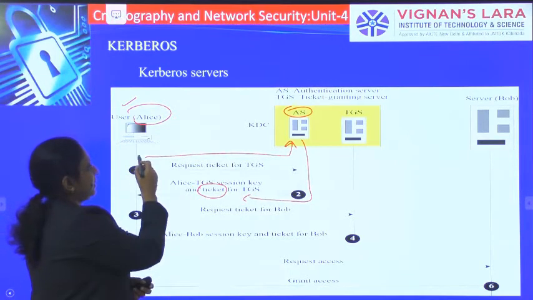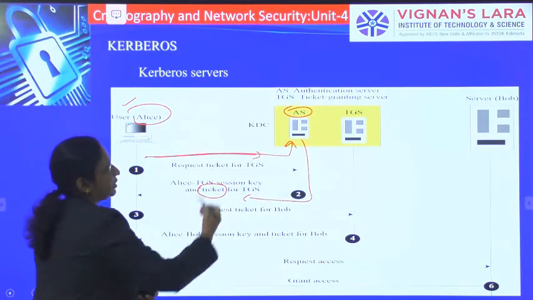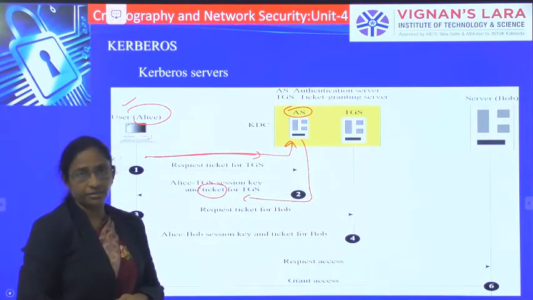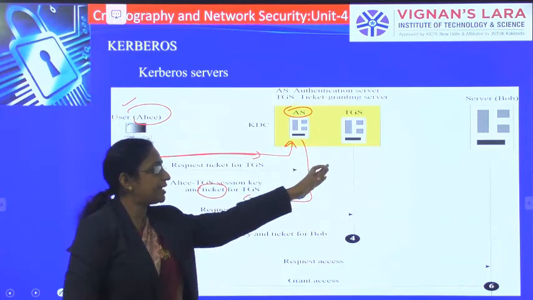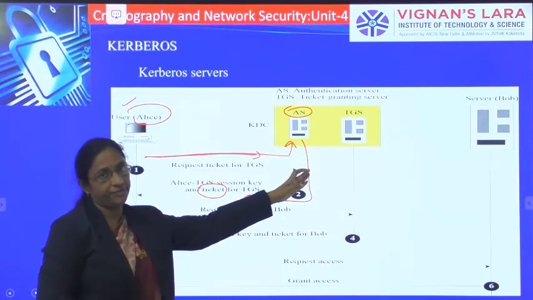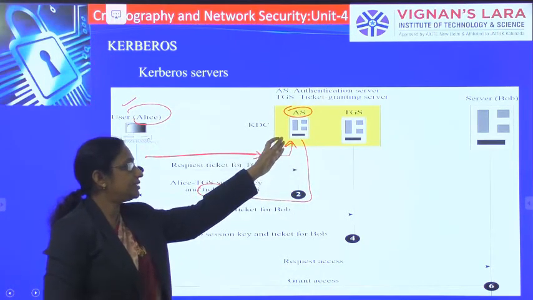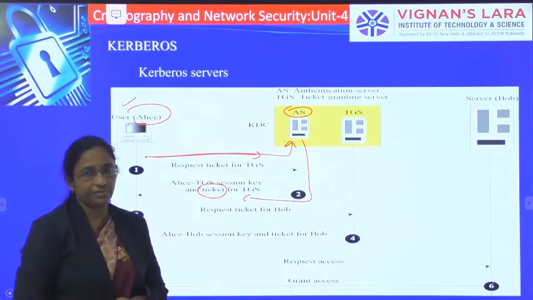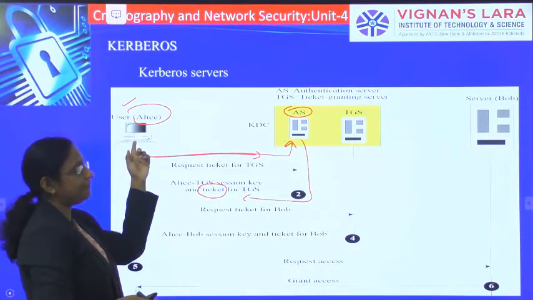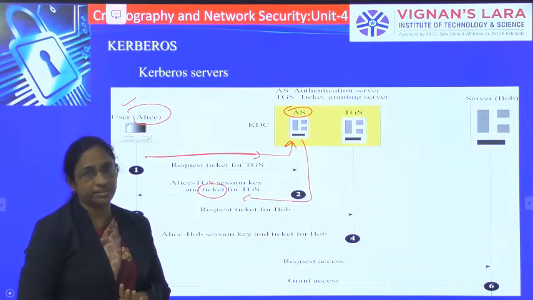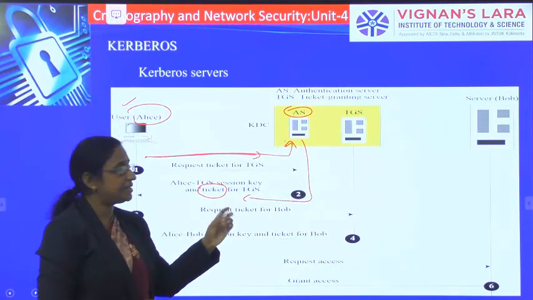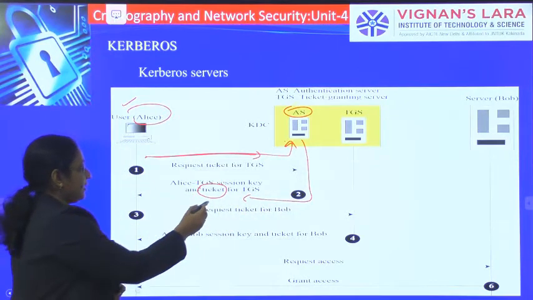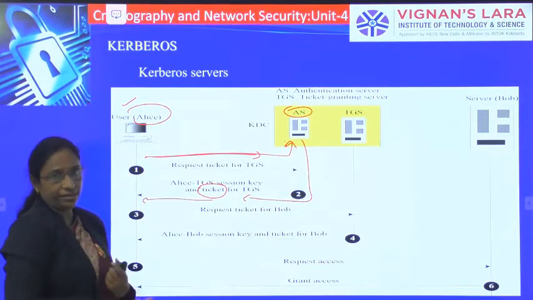First Alice will be requesting the authentication server to provide a ticket for accessing this ticket granting server. When that person requests, the authentication server checks whether this user is a valid person. If he is a valid person, then it provides the ticket. So here Alice gets one ticket.